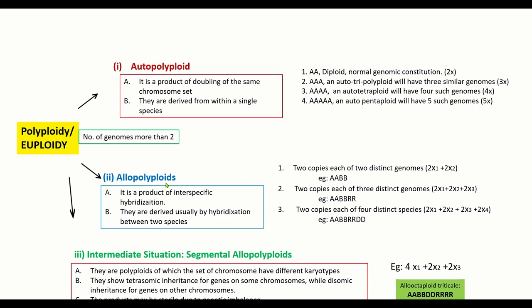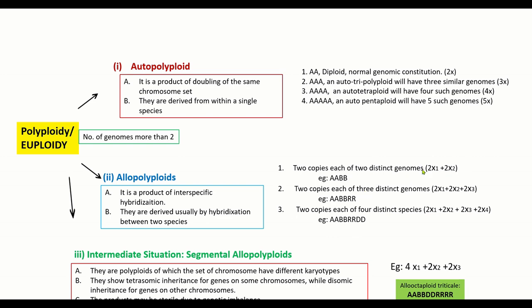So coming to the second type, we have allopolyploids. It is a product of interspecific hybridization, when you cross between two wide species. So obviously the genomes will be different. Say, for example, A is crossed with B, it will produce several types of allopolyploids. The first type of allopolyploid we have here is AABB, which is also known as amphidiploid.